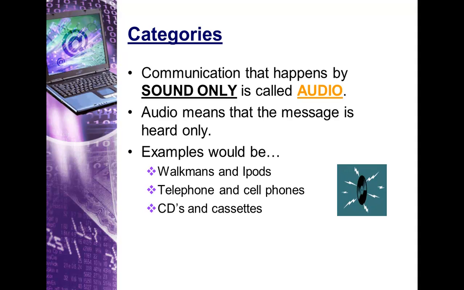Examples would be Walkmans and iPods, telephone and cell phones, CDs and cassettes. Now again, when we look at all of these, for example, the telephone, there are things you can see on the telephone, but when you're talking, you're not really looking at those. So it can be a little confusing, and you just need to be clear about what kind of communication is happening, or what category is happening, at each step of the way.